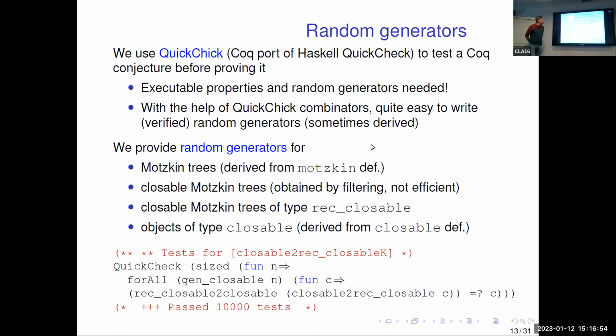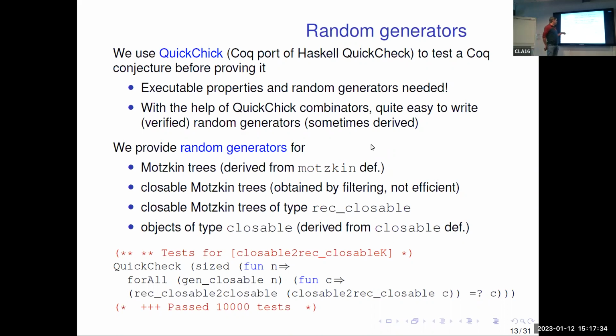So we managed to generate 4 random generators. The first one is a generator for Motzkin trees. It's fairly easy, it's derived from the Motzkin definition. Then you can have something a bit more precise, which is closable Motzkin trees. This can be achieved by using the Motzkin tree generator and then checking for each Motzkin tree we build whether it's closable or not. So you can just filter. It's very time consuming because there are many more Motzkin trees than there are closable Motzkin trees.